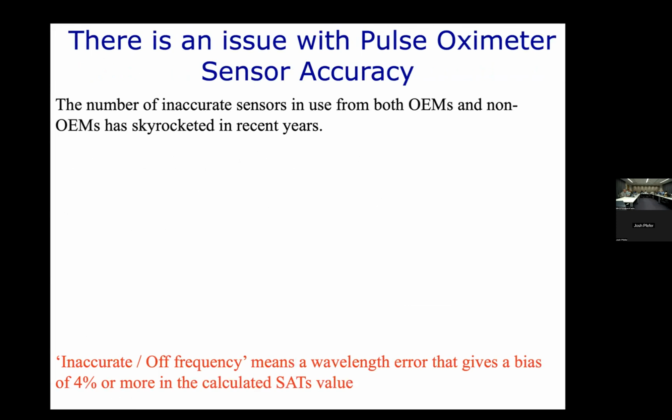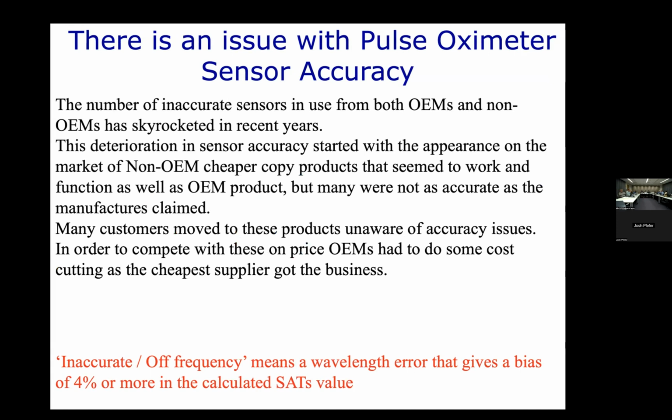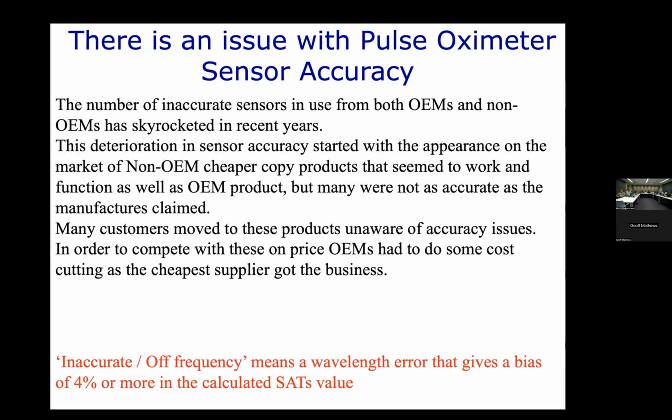So there's an issue with sensor accuracy. The number of inaccurate sensors in use from both OEMs and non-OEMs has skyrocketed in recent years. Next slide. This deterioration in sensor accuracy started with the appearance on the market of non-OEM cheaper copies that seem to work and function as well as the OEM product, but many were not as accurate as the manufacturers claimed. Next slide. Many customers moved to these products unaware of accuracy issues. In order to compete with the ease and price, OEMs had to do some cost cutting, and the cheapest supplier got the business. Next slide.